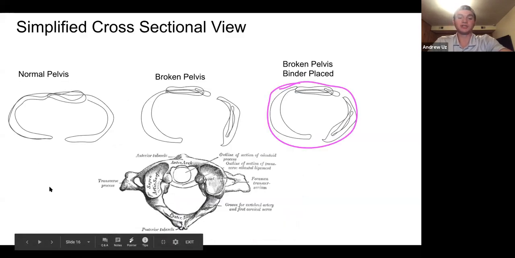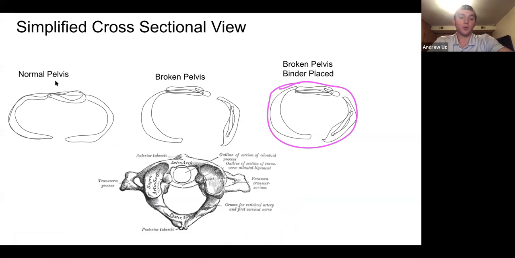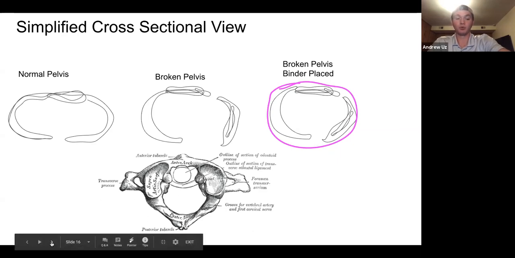So here are some simplified views. Picture the normal pelvis here, with the opening toward the front as the front of the patient. If you look at this normal pelvis, it forms a solid ring. In the broken pelvis, one of the wings is sheared off and the ring is opened up. And then when you put that binder in place, it makes a nice wrap around it and keeps everything tight and stable.